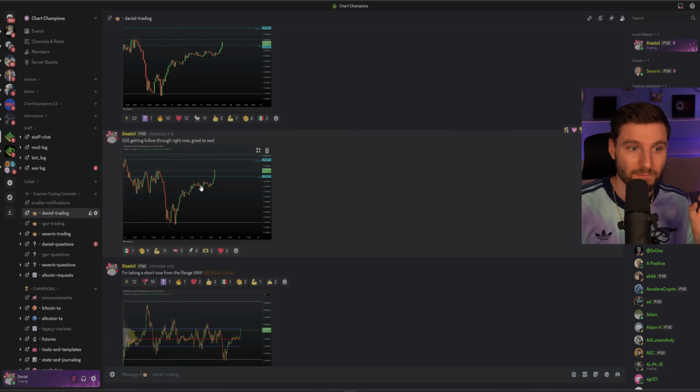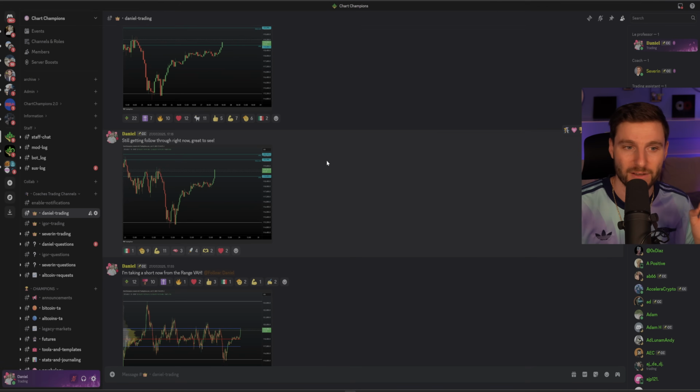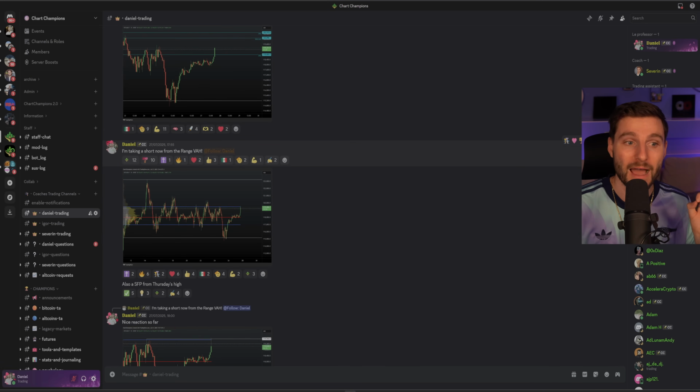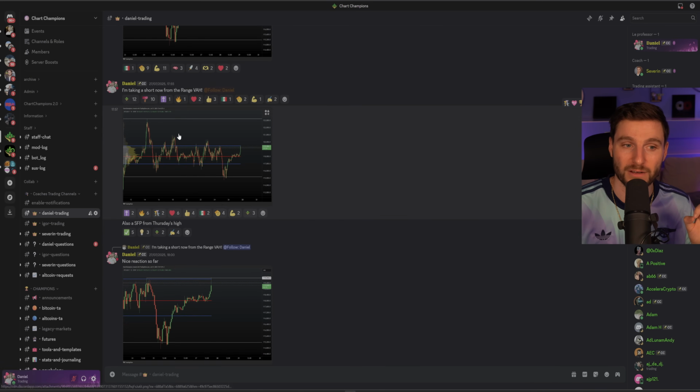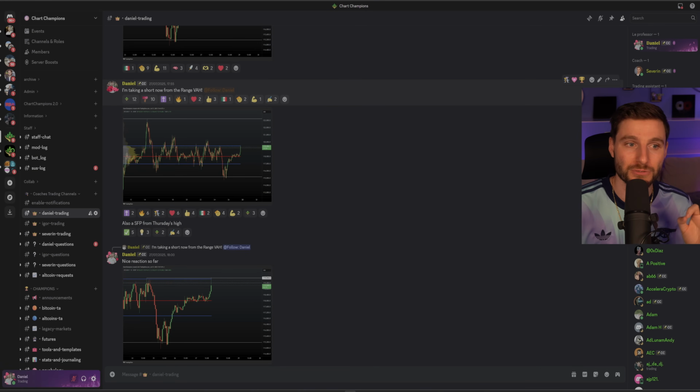In the end, as we come down, you can see we're continuing to trade through the middle of the range. Upcoming now is the value area high. I confirmed to my team I am now taking the short from the range value area high. Again, the reason why is we come into the level, we start to get rejections at the level. For me, this is enough reason to take a short trade.